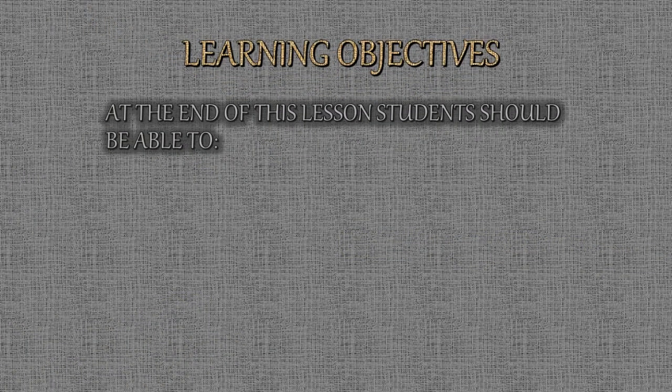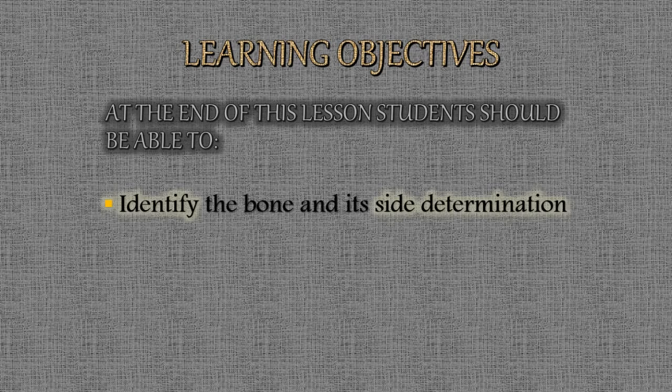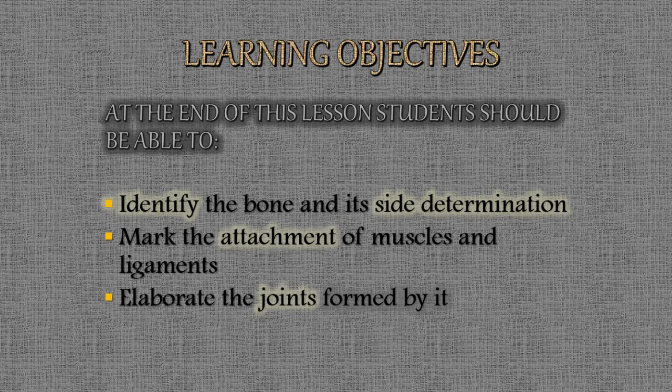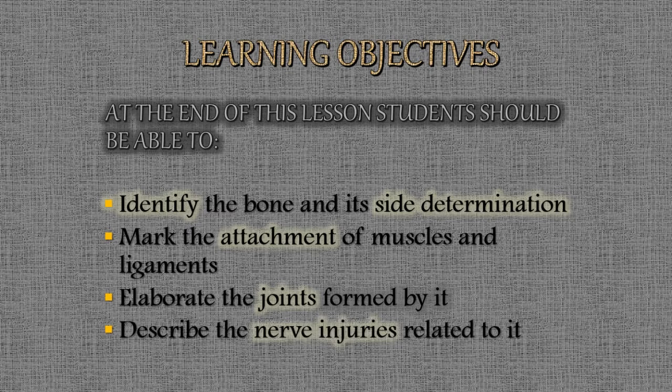Learning objectives. At the end of this lesson, students should be able to identify the bone and its site determination, mark the attachment of muscles and ligaments on the fibula, elaborate the joints formed by the fibula, and describe the nerve injuries related to it.